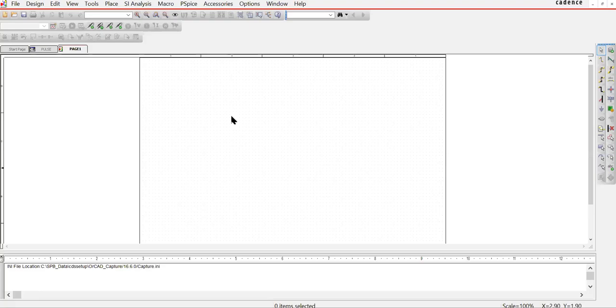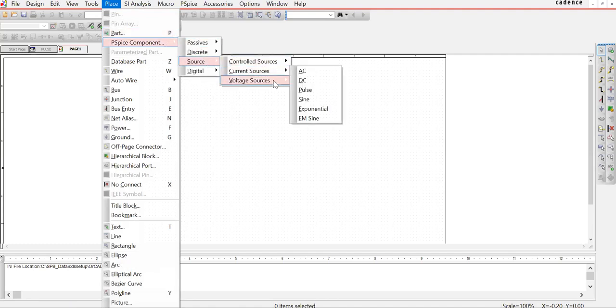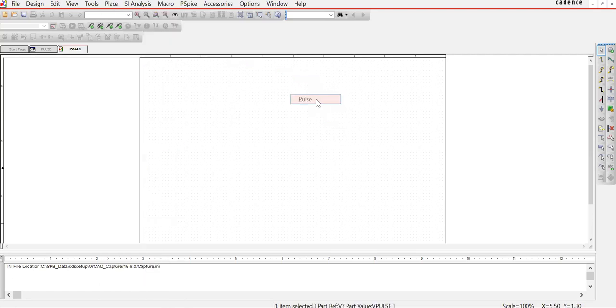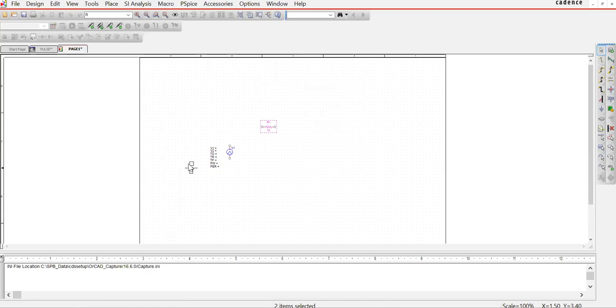Let's see how we can generate a pulse signal in PSpice. So we select the PSpice component, then go to the source, voltage source, and select pulse. Let us complete the circuit by adding one resistor and one ground. Now let's make the connection.